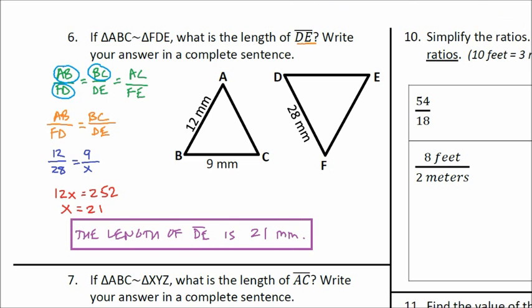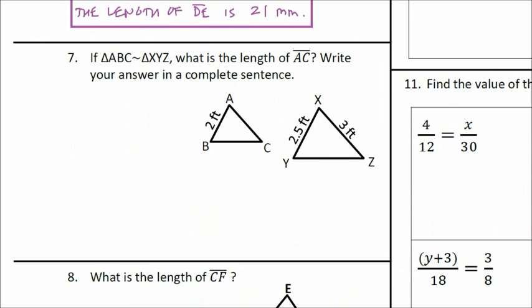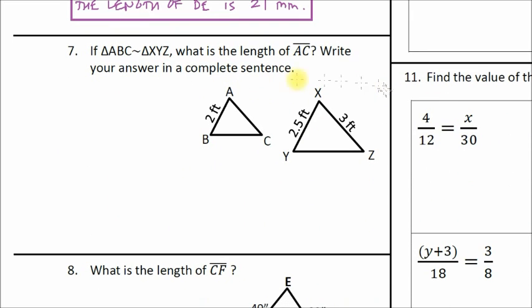Let's go ahead to question number 7. Looks like the same kind of a question. If triangle ABC is similar to triangle XYZ, what is the length of AC? Write your answer in a complete sentence. Alright, let's do the statement of proportionality. From our similarity statement, we know that AB over XY, there's our first ratio. Then we've got BC over YZ. And then we've got AC over XZ.